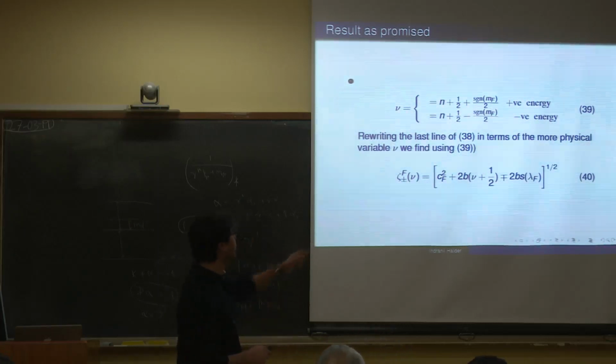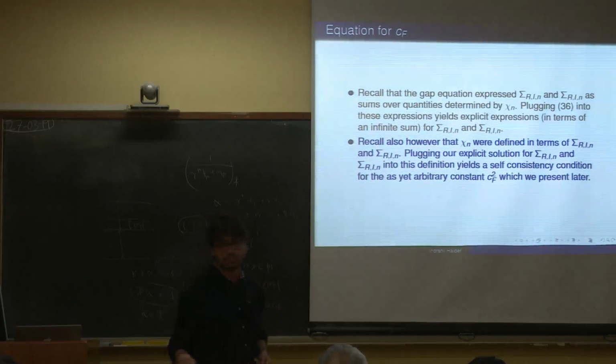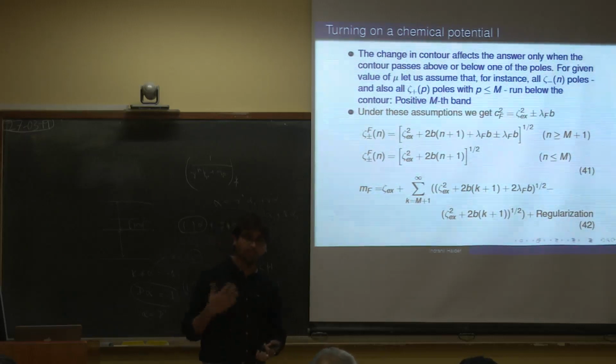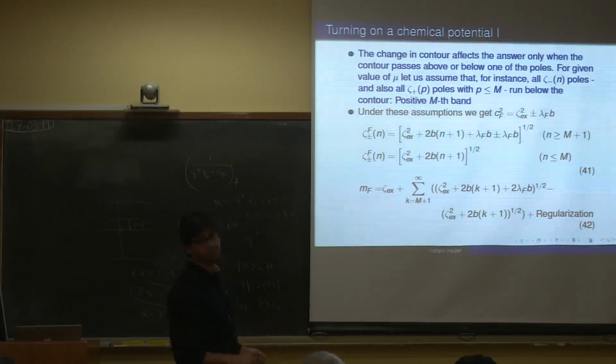Now this is the spectrum we were hoping for. Now we want to solve for Cf. So Cf is solved by what Siraj said, that you have all the solutions in terms of Cf, but in particular your poles were defined in terms of those solutions. So that gives you a closed equation for Cf. So we will turn to this equation, but now I am turning on chemical potential and want to see what kind of changes happen. So chemical potential shifts the contour. Whenever a contour moves past a pole, that changes that equation a little bit. So you can get these equations and you can solve them. I am directly presenting the solution for them.